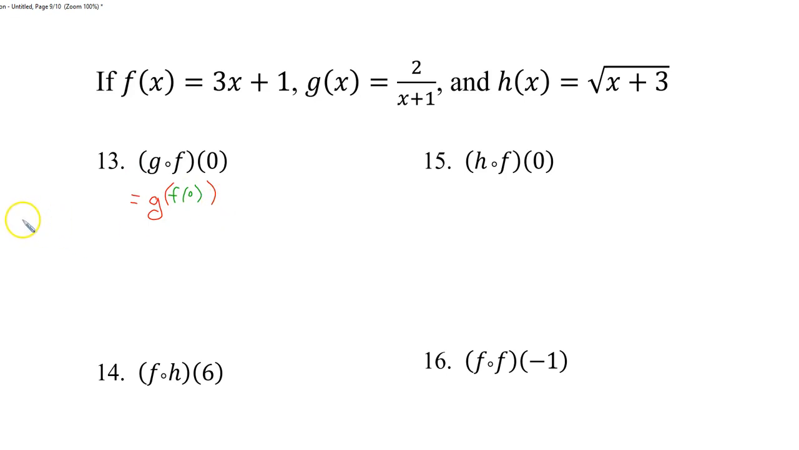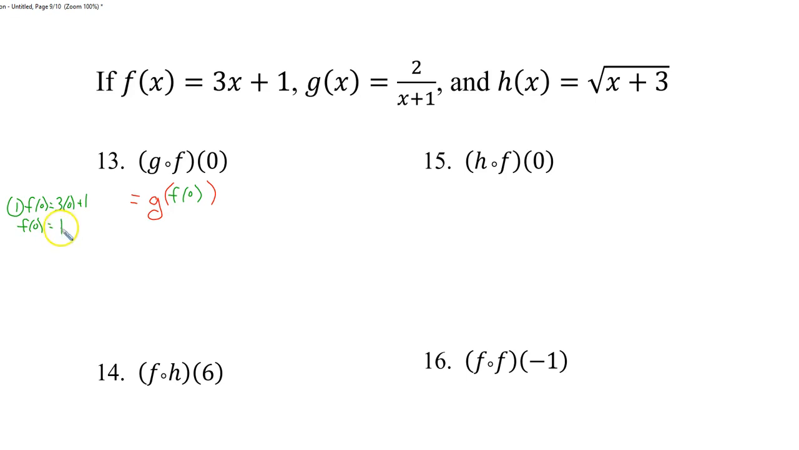The first thing I'm going to do on these problems is evaluate this inside function, so I need to find an actual value here. So I'm going to be plugging 0 in for x, so this is going to be 3 times 0 plus 1. 3 times 0 is 0, and so I find f of 0 has a value of 1. In a minute we're going to be looking at graphs, and so I'm going to be looking for the y value of that point on the graph.